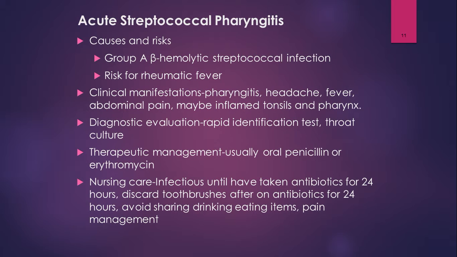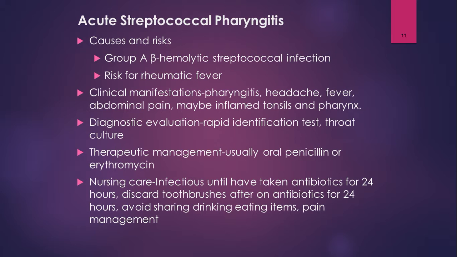Acute streptococcal pharyngitis is caused by group A beta hemolytic streptococcal infection. There is a risk for rheumatic fever. Clinical manifestations include pharyngitis, headache, fever, abdominal pain, and possibly inflamed tonsils and pharynx. Diagnostic evaluation would be through the use of the rapid identification test and throat culture. Usually it's treated with oral penicillin or erythromycin.